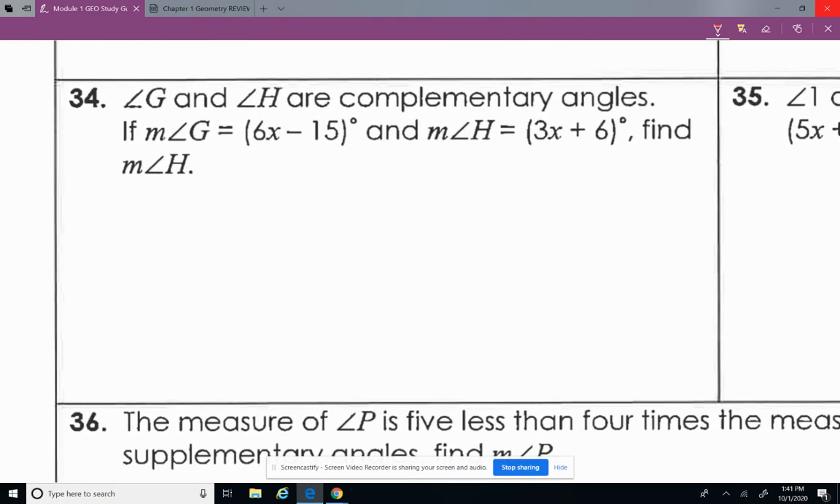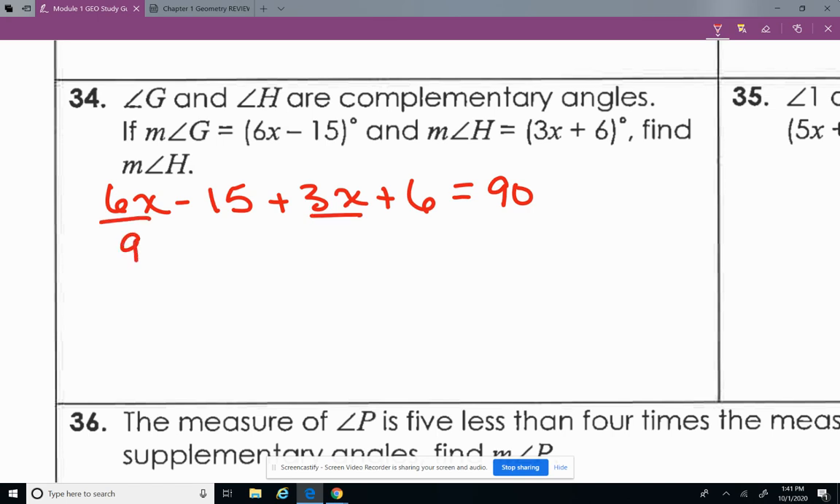All right, angle G and H are complementary. Boom, they equal 90 degrees, right? So we're going to say 6x minus 15 plus 3x plus 6 equals 90. So 6x and 3x make 9x, and negative 15 and 6 make negative 9.